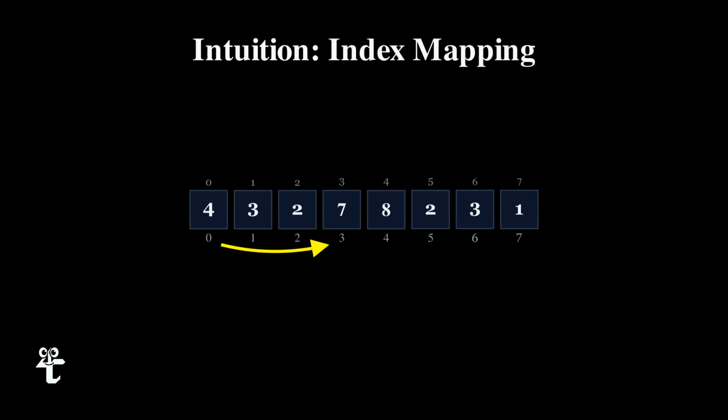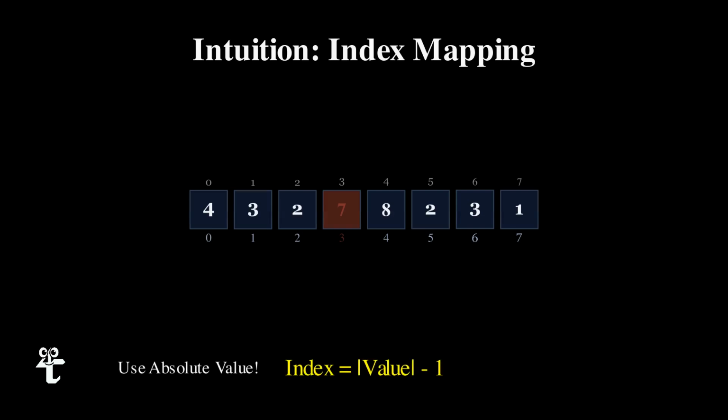If we see a value x, we go to index x minus 1. If the value there is positive, we multiply it by negative 1. If it is already negative, we leave it alone. Since we modify the array in place, we must always look at the absolute value of the current element to find the correct index to mark. Let us run this on the example.